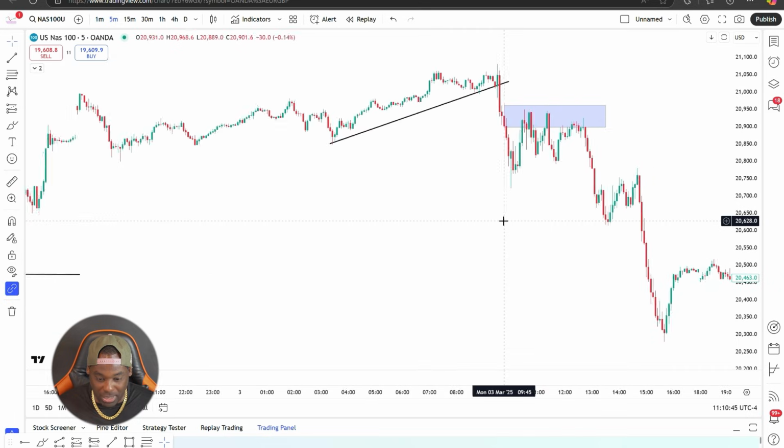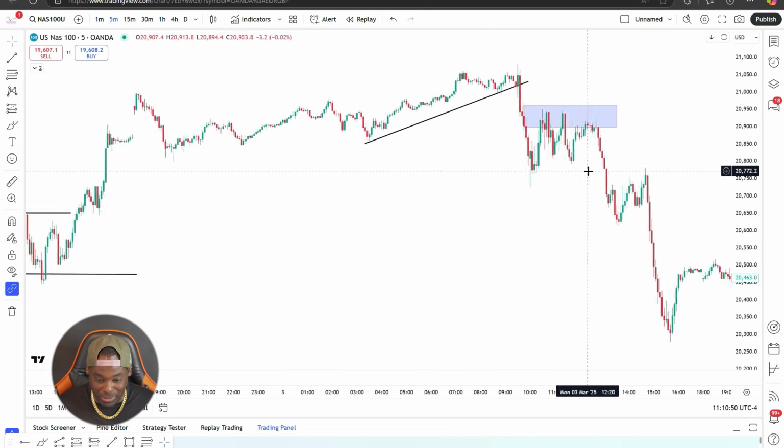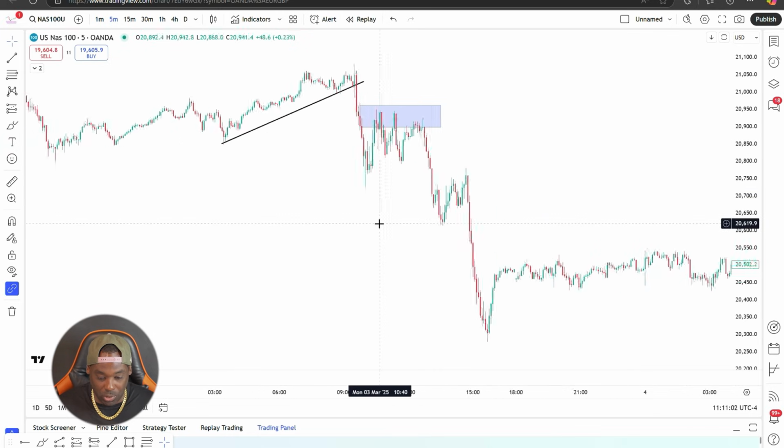Here's another example, guys, where the market is trending up, and all of a sudden, boom, it breaks the trend line. To me, I want to be a seller. So I have a nice supply area right here, and I will look for short opportunities to the downside. Okay, let me show you guys some more.